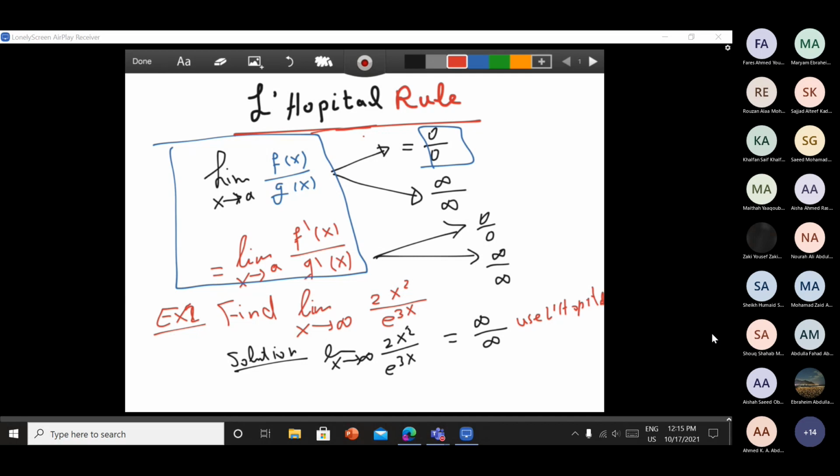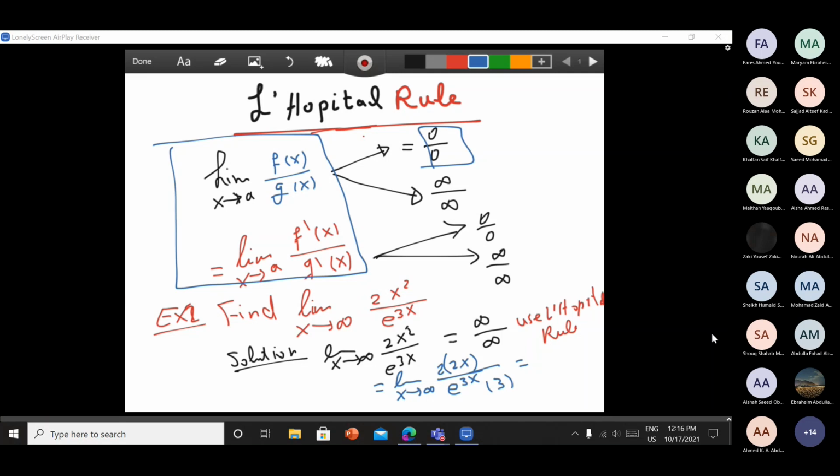So this will be equal to the limit when x tends to infinity, and we differentiate 2x squared. How to differentiate 2x squared? 2 is a constant. The derivative of x squared is 2x. Now, what is the derivative of e to the power 3x? It is the same e to the 3x, and then multiply by the derivative of the power, which is 3. Now I can substitute.